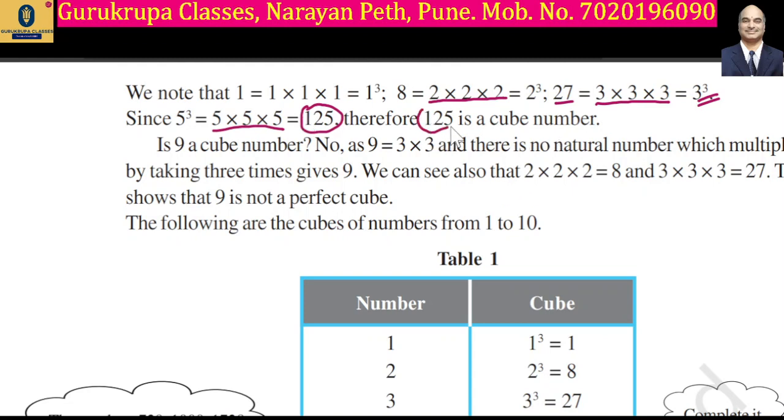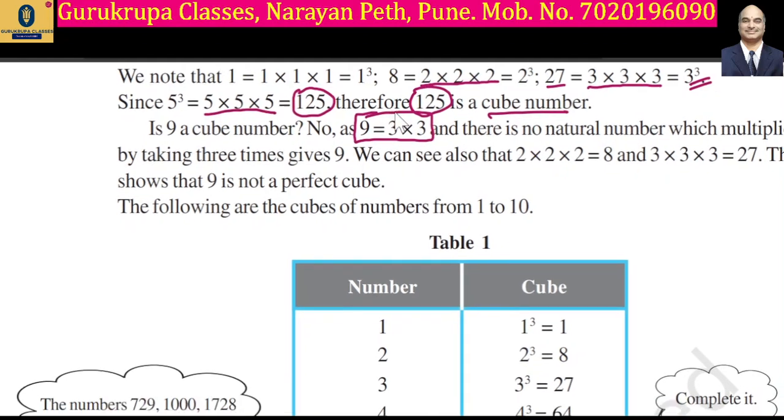So 125 is a cube number. What about 9? Is 9 a cube number? How can we get 9? By multiplying the same number. Which is the number we can get over there? We get 3. 3 into 3 is equal to 9.